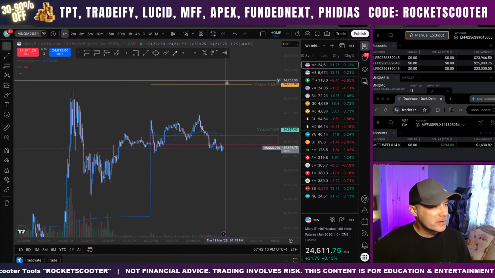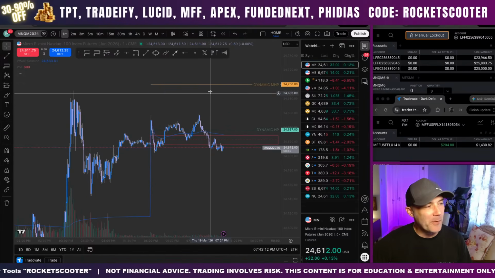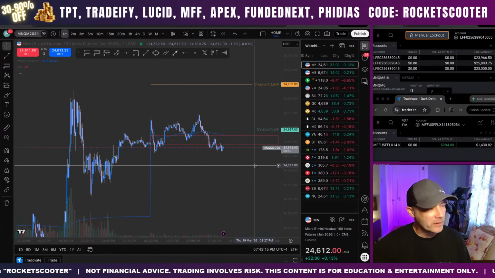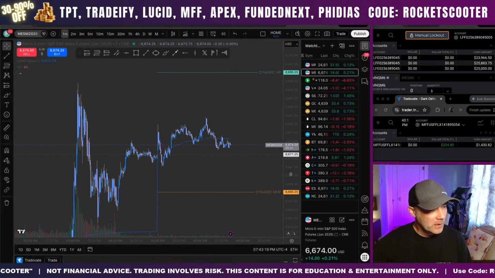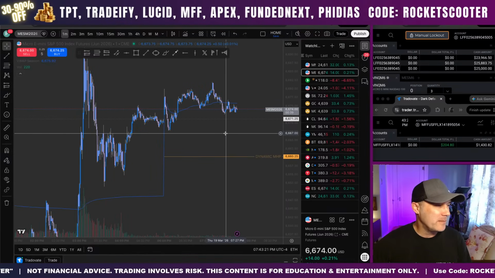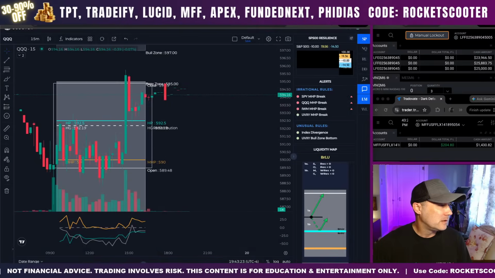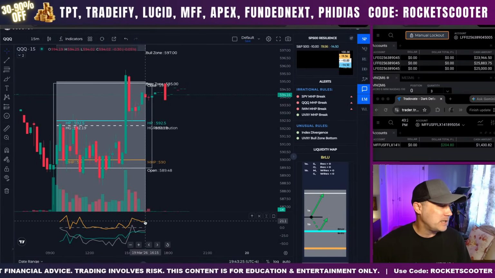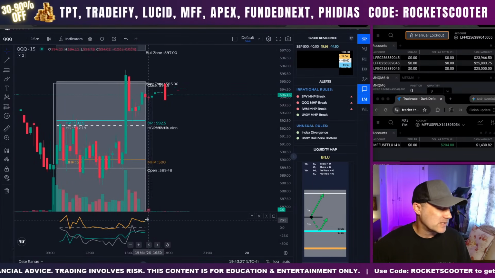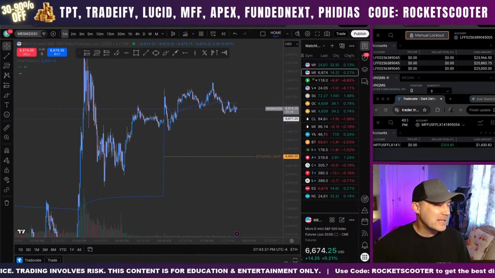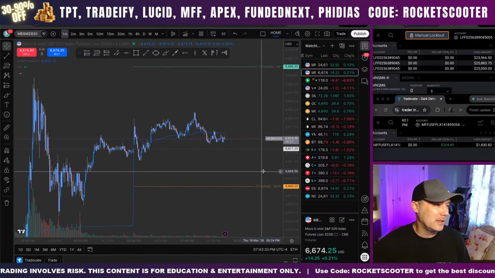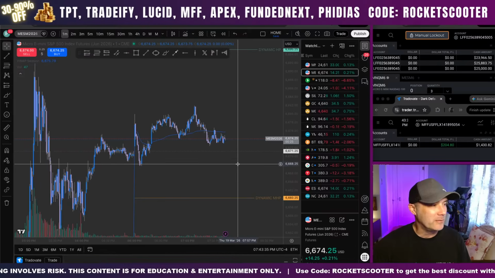So if both of them had MHP and HP above, I would be looking to short off of those levels. ES has MHP below, and we closed with MHP above, fairly healthy. So that gives me pause to think, man, I have reason to believe we could go either way.